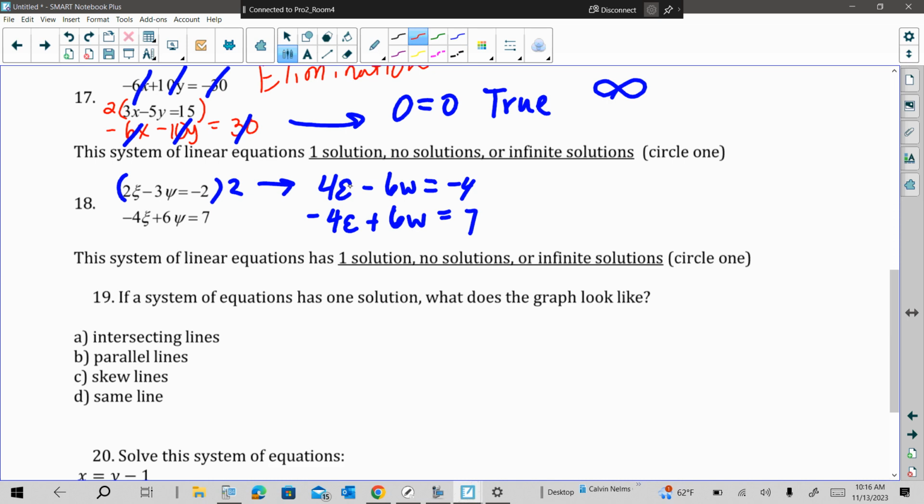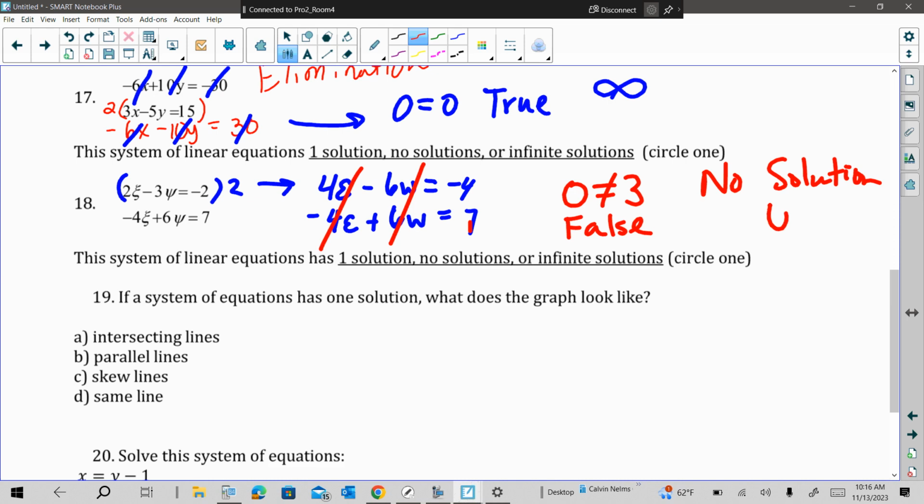Now, here, they eliminate, but not everything eliminates. What we have is 0 equals 3, because negative 4 plus 7 would leave you with 3. This is false. 0 does not equal 3. So if it's false, it would be no solution. That's the symbol for no solution.